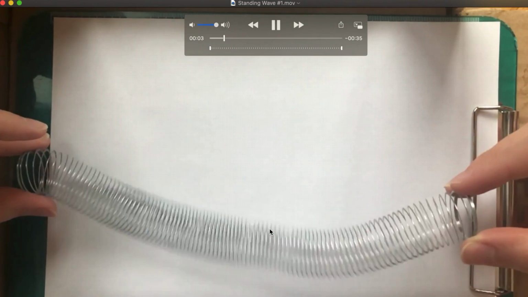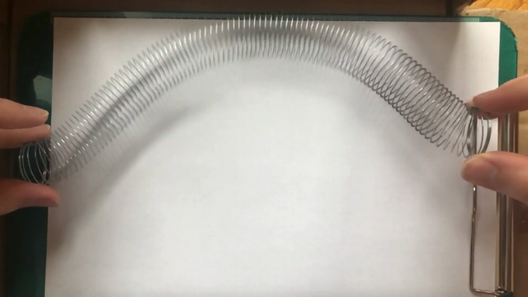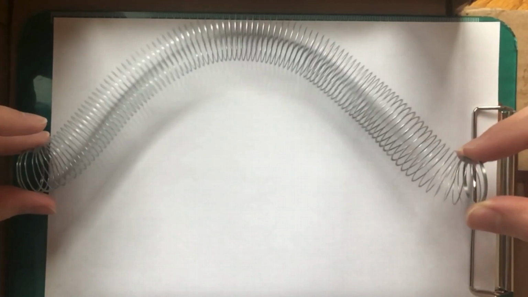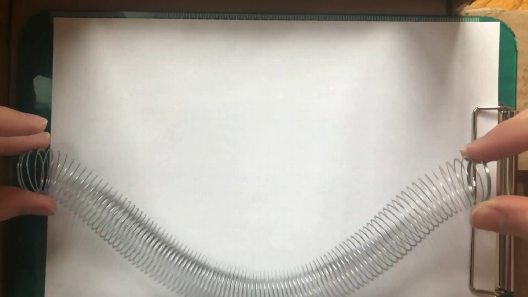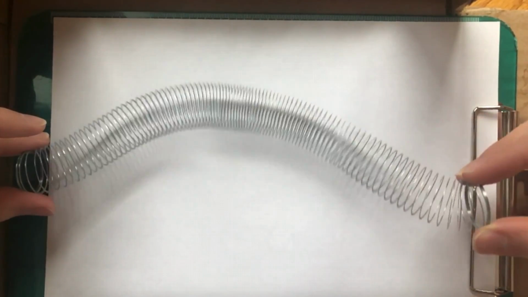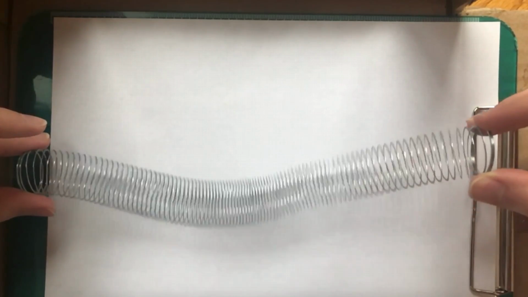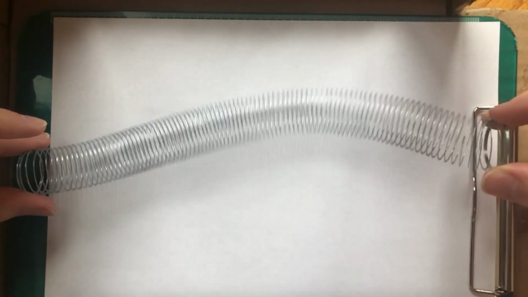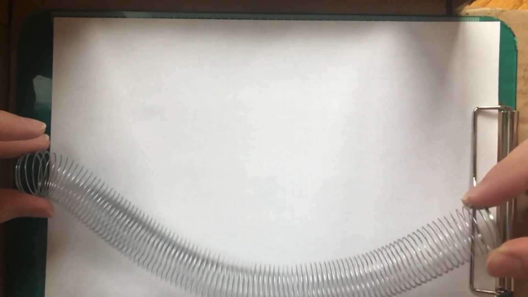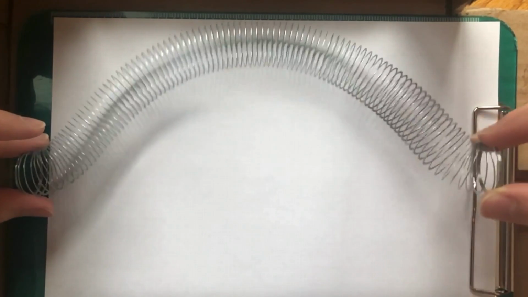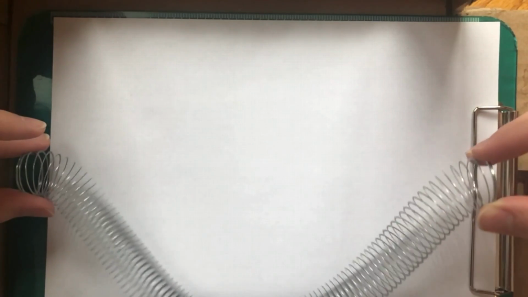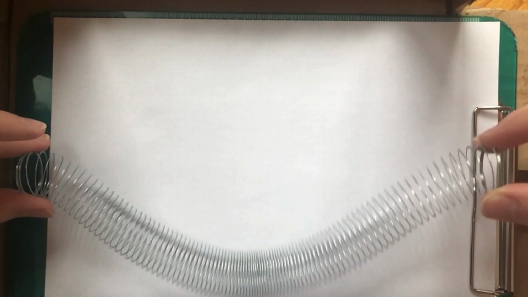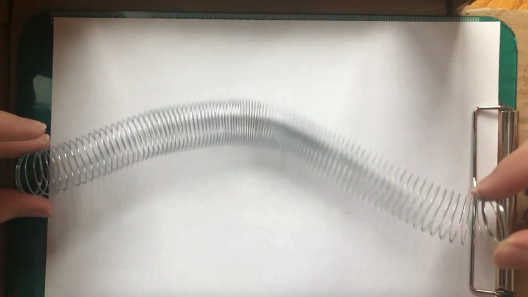Here you can see a standing wave made on the Slinky. I'm not moving my fingers very much, but I'm still getting a huge wave on the Slinky, and that's because when the wave bounces off that other end, it creates another wave moving in the opposite direction, which on a standing wave means it alternates between interfering constructively and destructively.